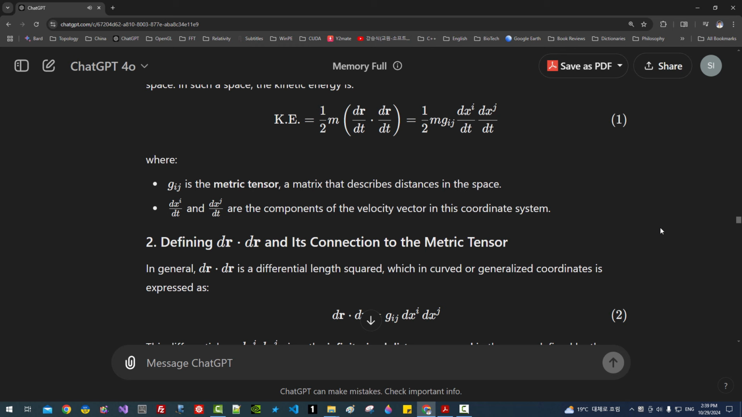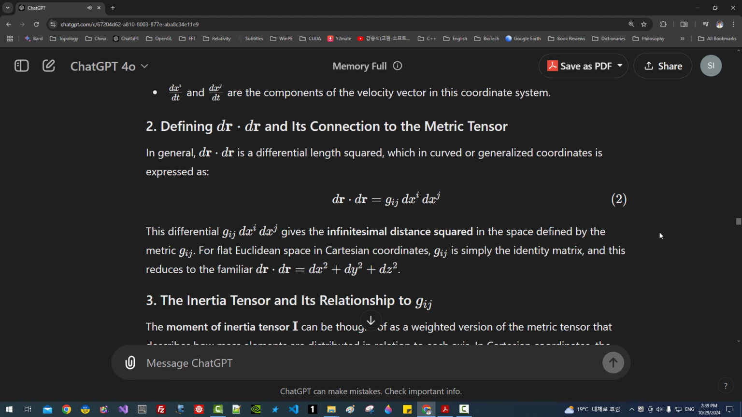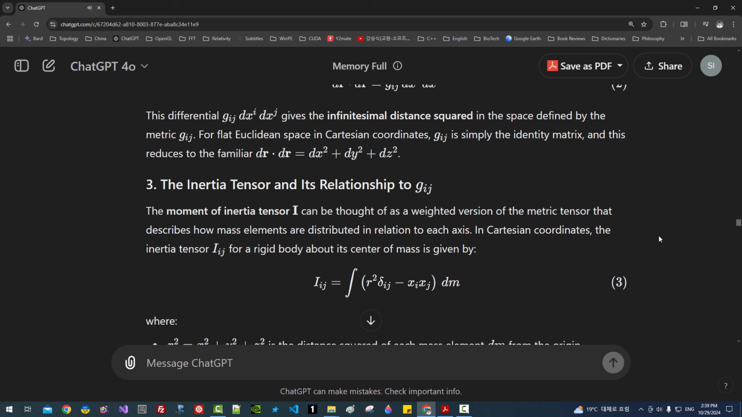2. Defining dr · dr and its connection to the metric tensor. In general, dr is a differential length, and dr · dr in curved or generalized coordinates is expressed as dr · dr = g_ij dx^i dx^j (equation 2). This differential, g_ij dx^i dx^j, gives the infinitesimal distance squared in the space defined by the metric g_ij. For flat Euclidean space in Cartesian coordinates, g_ij is simply the identity matrix, and this reduces to the familiar dr · dr = dx^2 + dy^2 + dz^2.